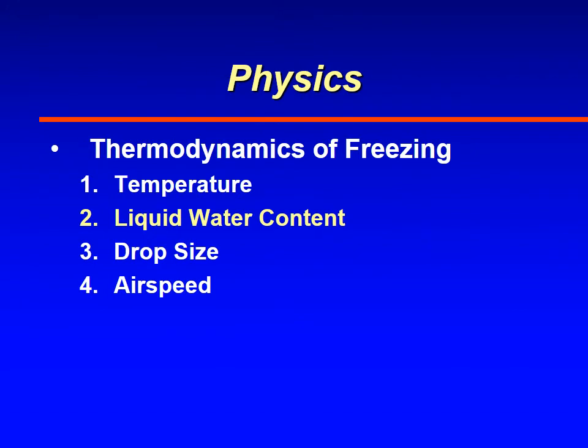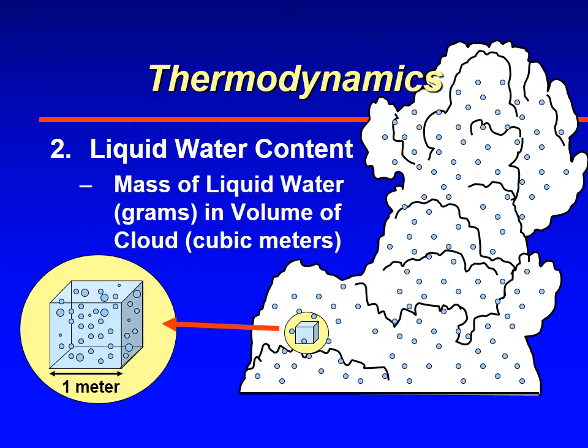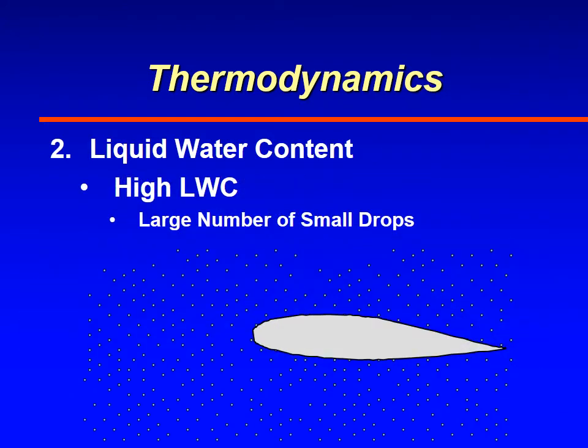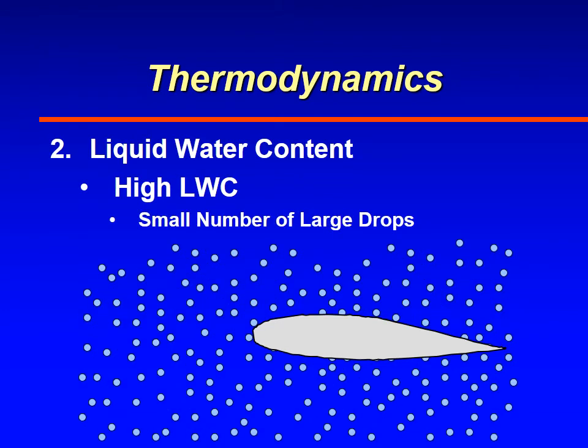Now let's take a look at how liquid water content determines the thermodynamics of freezing. As you recall, liquid water content is the mass of liquid water in a volume of cloud, typically expressed in grams per cubic meter. So there are two conditions when you can have high liquid water content. Either you can have a very large number of small drops, or you can have a small number of large drops. In other words, liquid water content can be distributed across many drops if they're small, or only a few if they're very large drops.